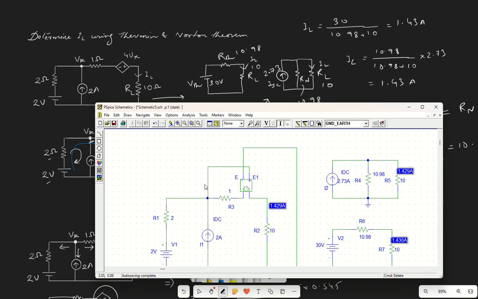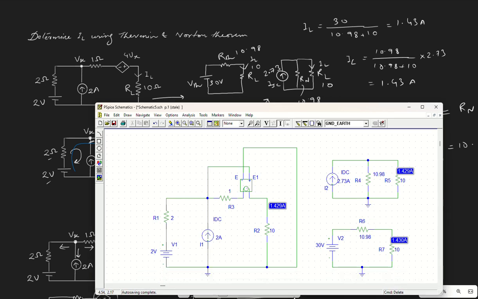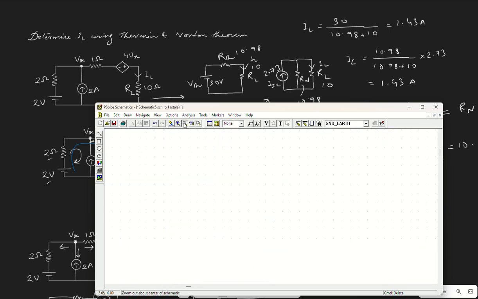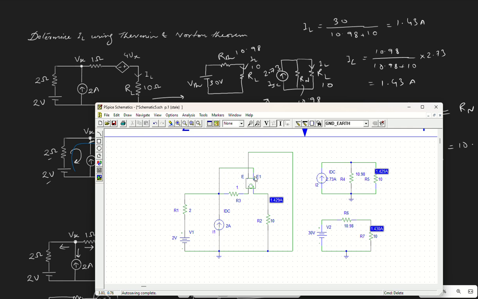So as you can see here, the circuit contains a 2 volt source, 2 ohm resistor, and this is 2 ampere. Then we have a 1 ohm resistor. Then we have a voltage dependent voltage source, with negative and positive terminals, and the positive terminal is connected to this point Vx, and the negative is connected to the ground. So the circuit is complete now.